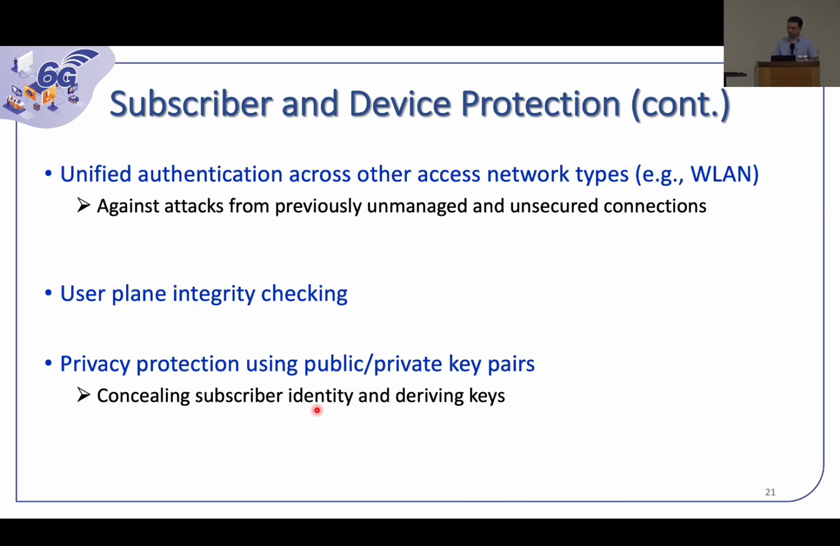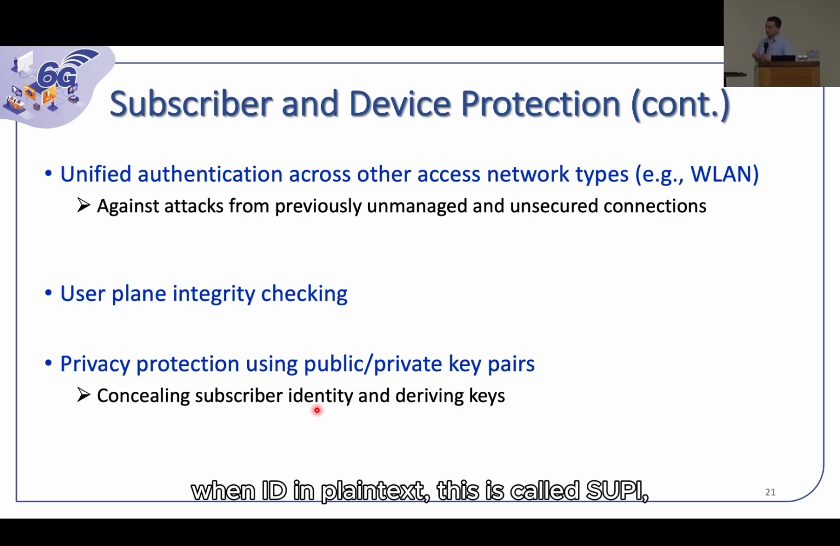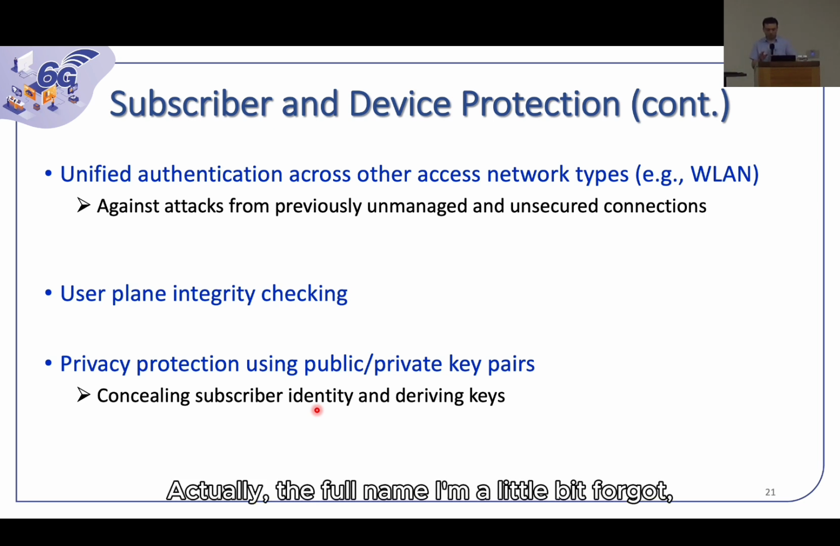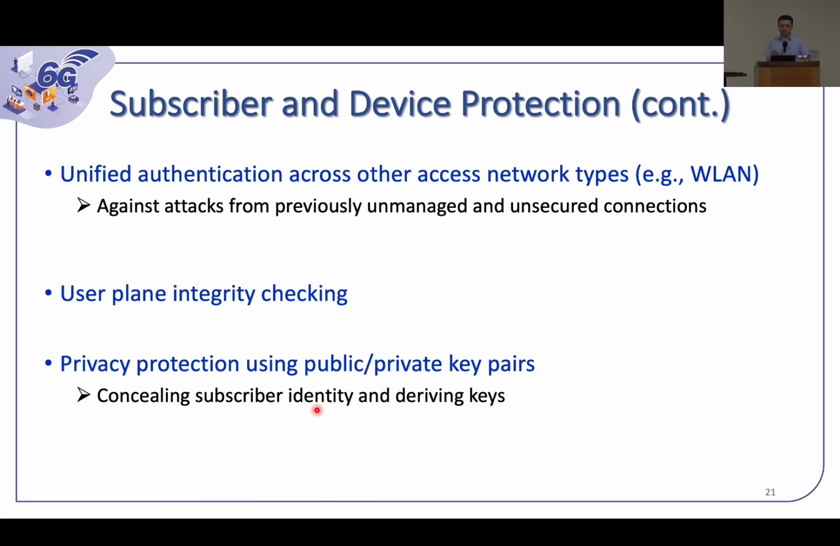okay, in 5G network. For example, when the ID is in plaintext, this is called SUPI, subscriber permanent identity. And actually, the full name I've kind of forgotten. But when we encrypt the SUPI, which is plaintext, then this ID is called SUCI, concealed identity. So this is also based on the private and public key pairs.